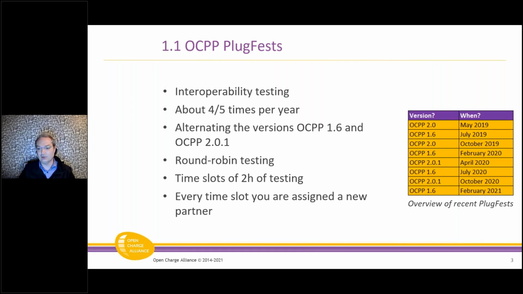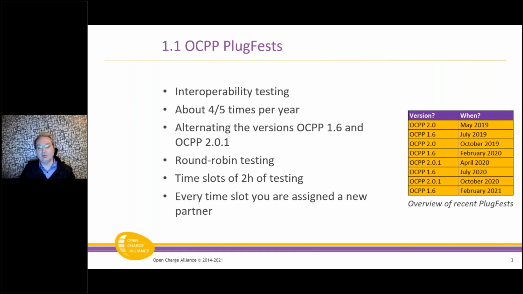You can see on the right side of this slide an overview of recent Plugfests. You can see that they are alternating every few months, and we try to do 4 or 5 per year. Based on this schema, you can already predict that we will probably have another one for OCPP 2.1 in April and May, and the next OCPP 1.6 will probably be somewhere in July.